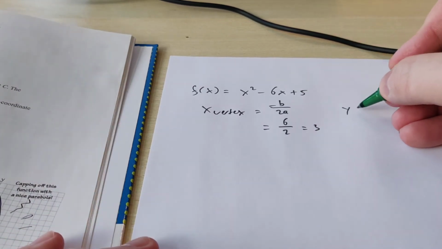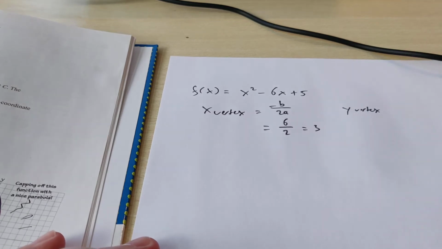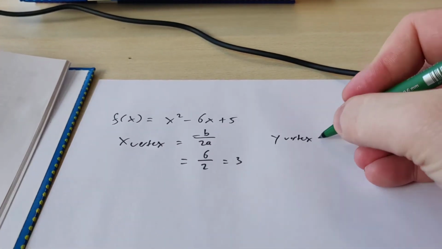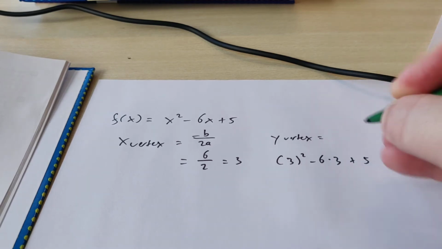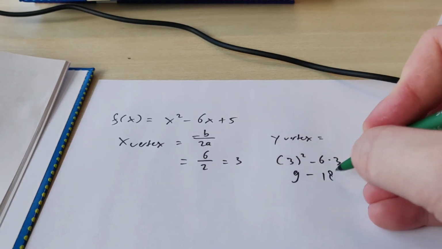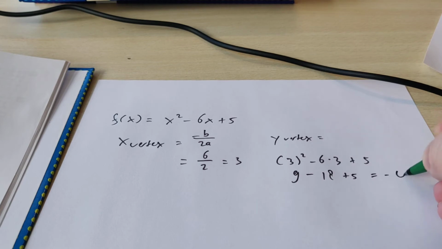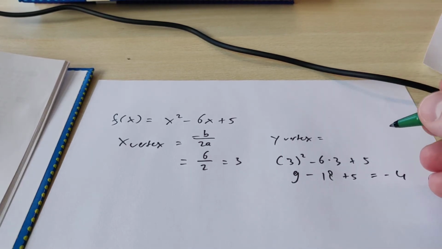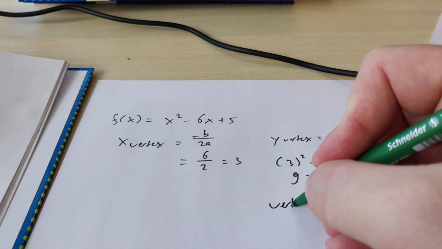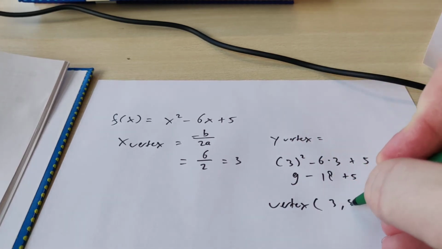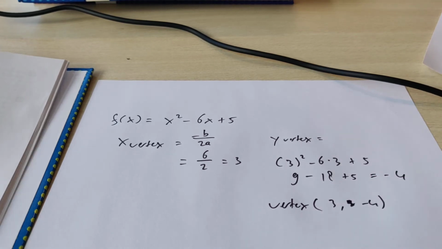If you want to calculate the y vertex, then we need to fill in 3 into the formula. So you get 3 squared minus 6 times 3 and then plus 5. So this is 9 minus 18 plus 5 equals minus 4. So the coordinates for point T, what was it called? Actually, it didn't have a name, so we just write down: the vertex is (3, minus 4).